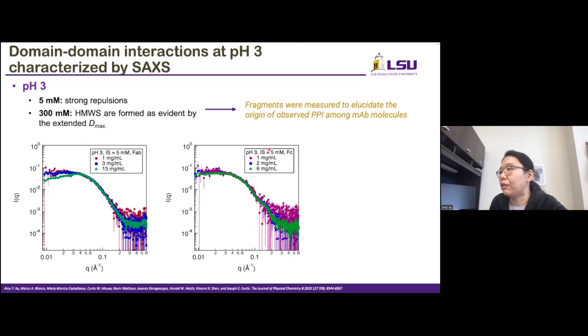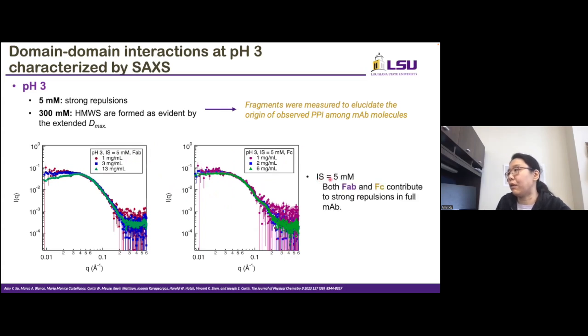And in this curve, which shows the scattering profiles measured from the Fc, we can see that the Fc domains start to show repulsive interactions at a concentration of 6 milligrams per mL. So based on the scattering profiles we measured from the Fabs and the Fcs, we can say that at an ionic strength of 5 millimolar, both the Fab and the Fc domain contribute to the strong repulsions in the full mAb.